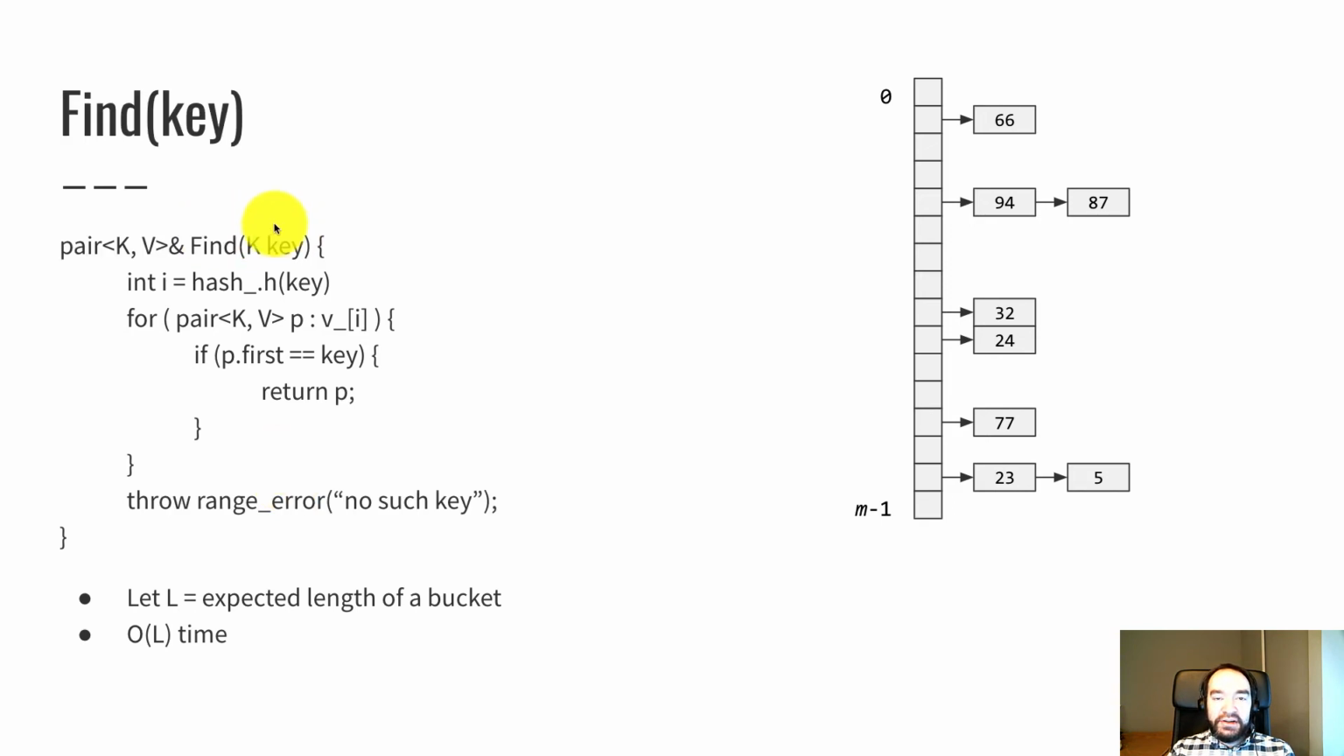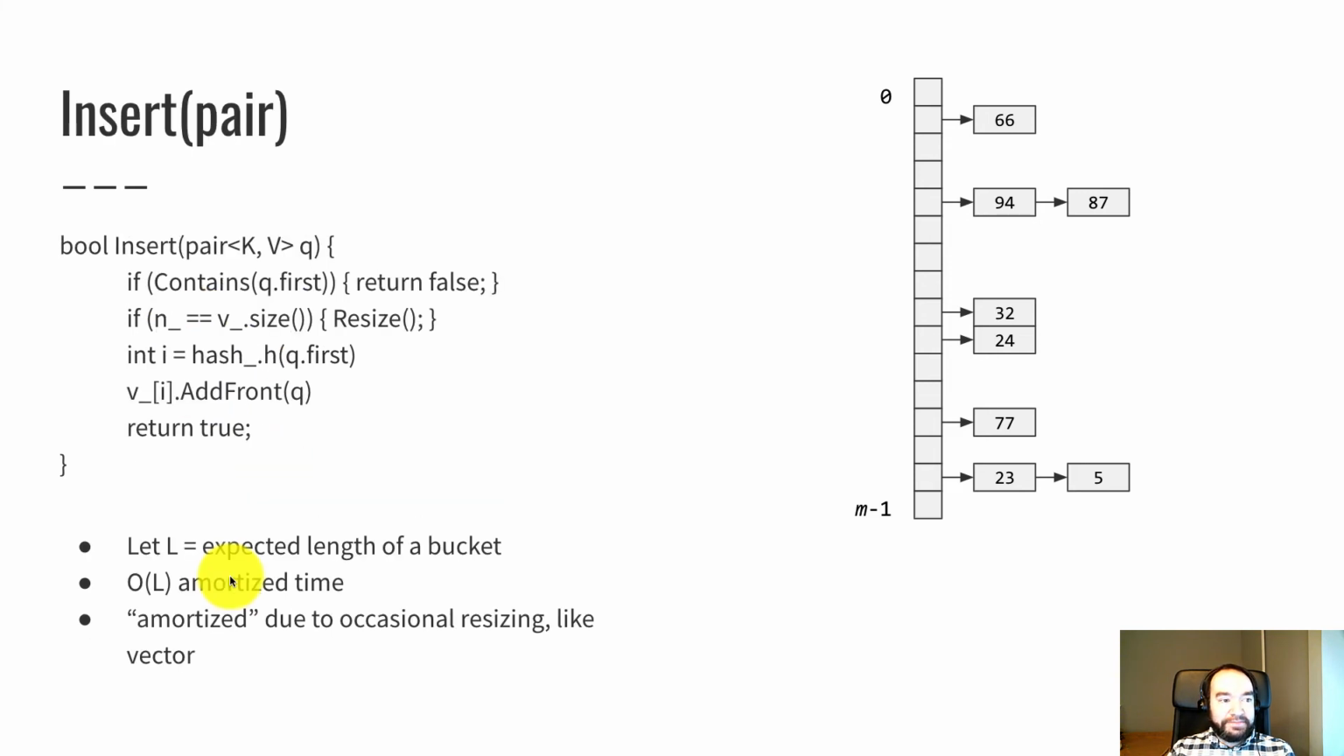Find is a variation of searching where we're given a key and we want to return the pair that holds that key or throw an exception if there's no such thing. It's basically the same process. Calculate the index of the bucket to loop through, and then have a loop that visits every element of that linked list. And if we find a pair that has the key we're looking for, we return a reference to that pair. And if we get through the whole loop, this time we throw an exception. Again, it's constant time to calculate the hash value, and then this loop repeats L times, so it's big O of L time for find.